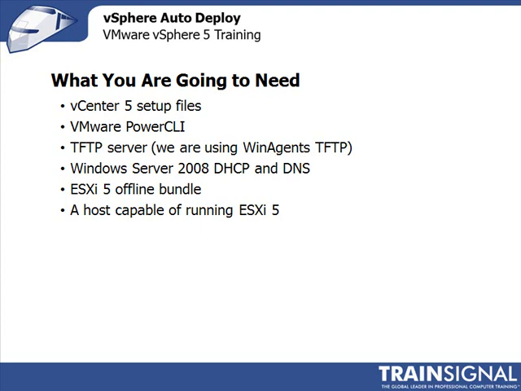You're also going to need the ESXi 5 offline bundle. Now, the offline bundle, you can download it off of the VMware website, the same place where you downloaded ESXi 5 and vCenter. You're also going to need a host capable of running ESXi 5, because as we go through the auto deploy process, you want to make sure that the hardware compatibility list for the host that you're using can support ESXi configuration. All right, so if you guys are ready, let's go ahead and switch over and start configuring this stuff.